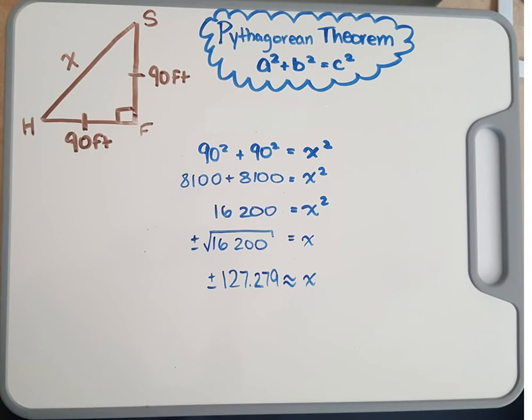So I got 90 squared plus 90 squared equals x squared, and I evaluated to get x squared equals 16,200. I wanted to know what x was, not x squared, so I took the inverse of squaring, which is the square root. The square root of 16,200 is either positive or negative 127.279 approximately. The equal sign with the squiggly lines shows it is an approximate answer because I rounded.